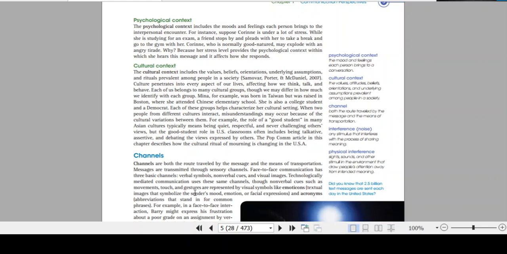Then cultural context. Cultural context is the values, attitudes, beliefs, orientations, and underlying assumptions prevalent among people in a society. So the cultural context includes the values, beliefs, orientations, underlying assumptions, and rituals prevalent among people in a society. Now, culture penetrates into every aspect of our lives, affecting how we think, talk, and behave. Each of us belongs to many cultural groups, though we may differ in how much we identify with each group. I give you an example.